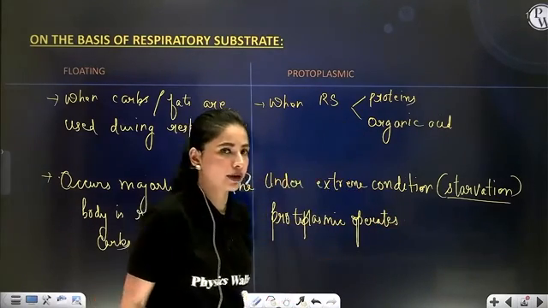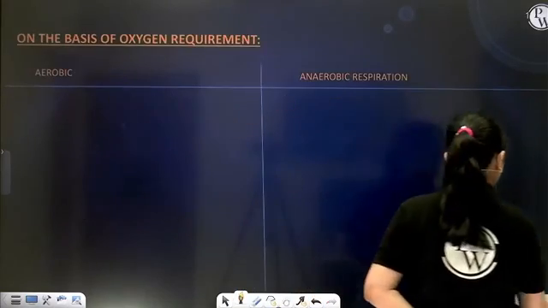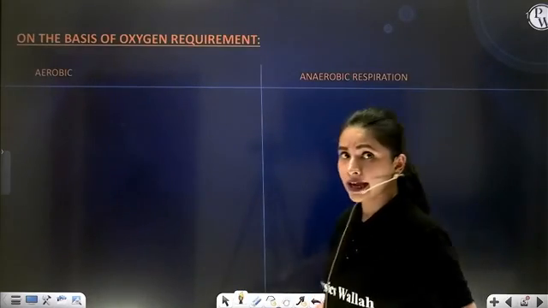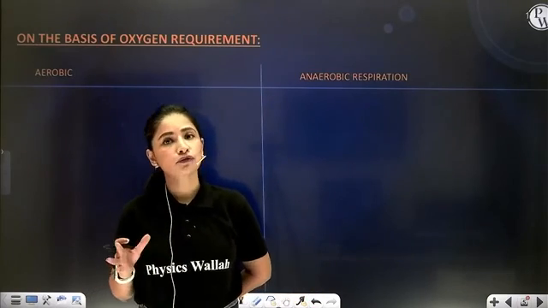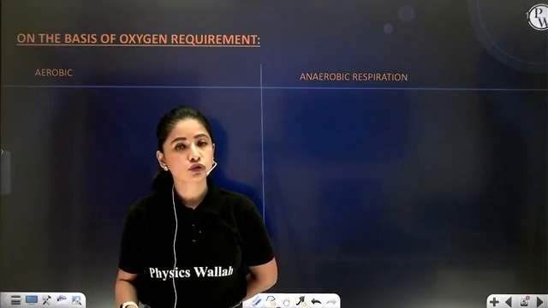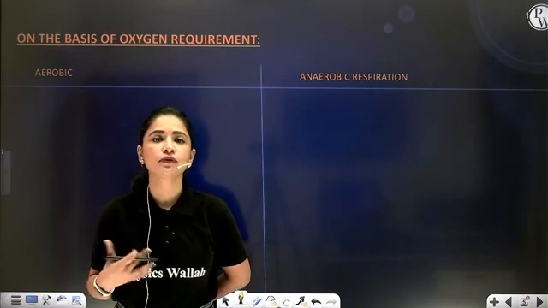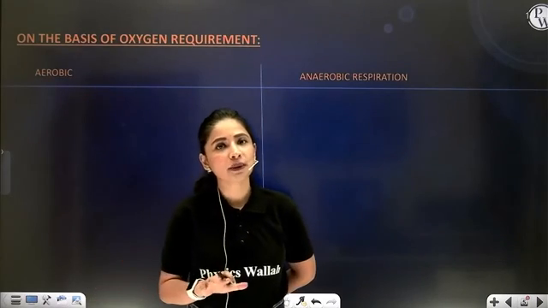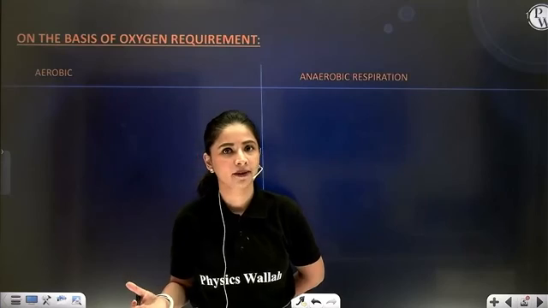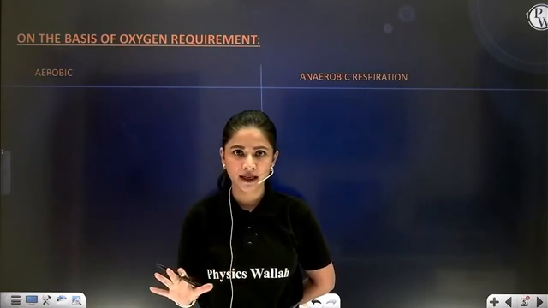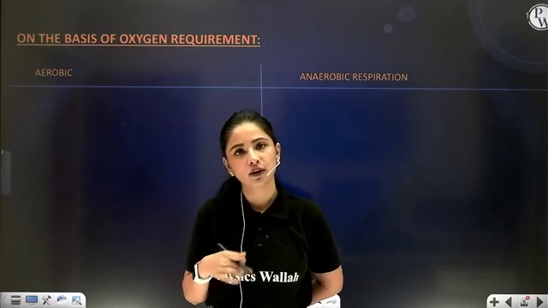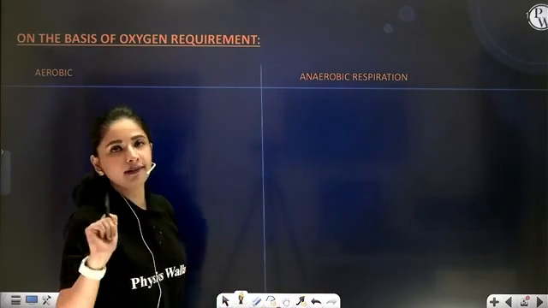Correct? Okay. Now moving ahead. Again, there can be two types of respiration on the basis of requirement of oxygen. The two types of respiration on the basis of oxygen are aerobic and anaerobic. Very easy. You all know what is aerobic and anaerobic. But still, let's have a quick look at these two types of respiration.